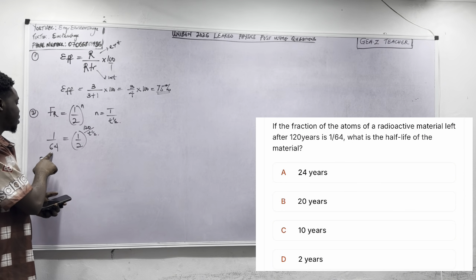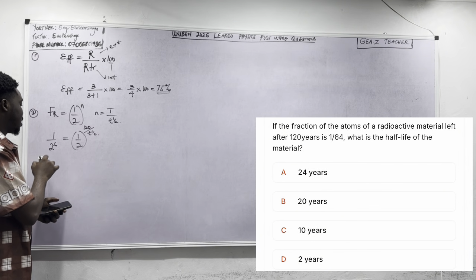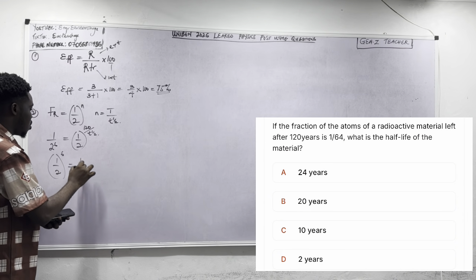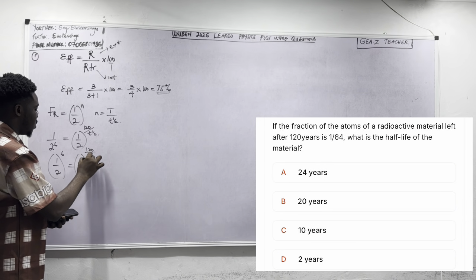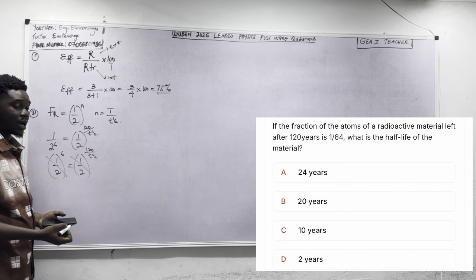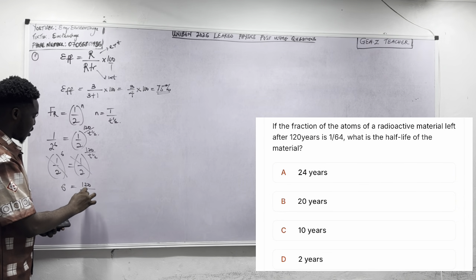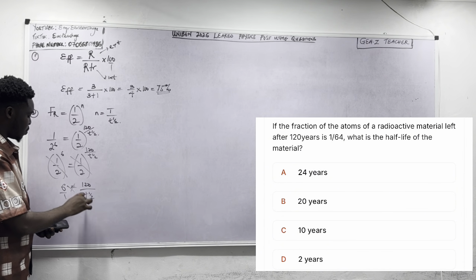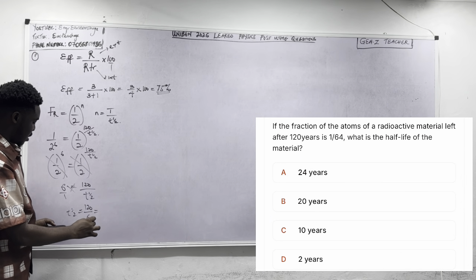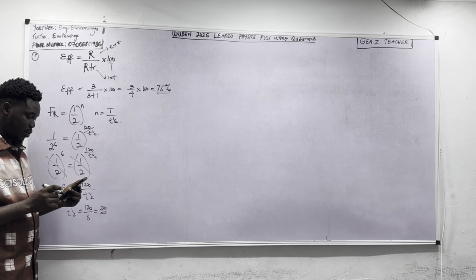Now recall, 64 also means 2 to the power of 6. So we can say 1 over 2, all to the power of 6, equals 1 over 2, all to the power of 120 over the half-life. Now quickly, if you observe the board, the bases are the same. You can strike out the base and then equate the powers. So we have 6 equals 120 divided by the half-life. Now you can cross multiply. The half-life should be 120 divided by 6, and that should be 20 as the answer to that question.